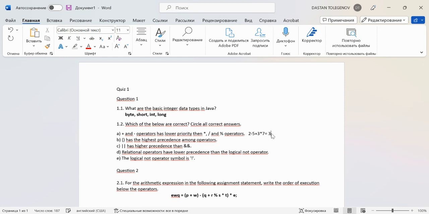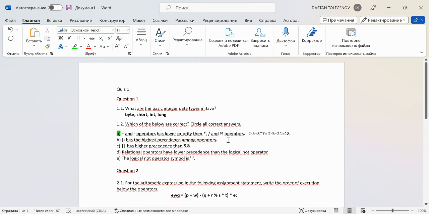But it doesn't matter. Let's do it by our rules. 2 minus 5 plus 21 equals minus 3 plus 21, which is 18. So we can say that A is correct, right?